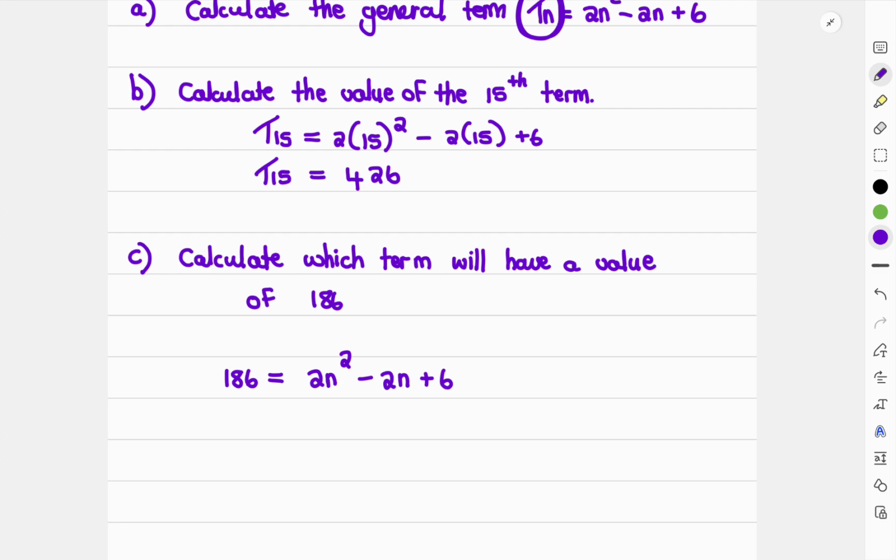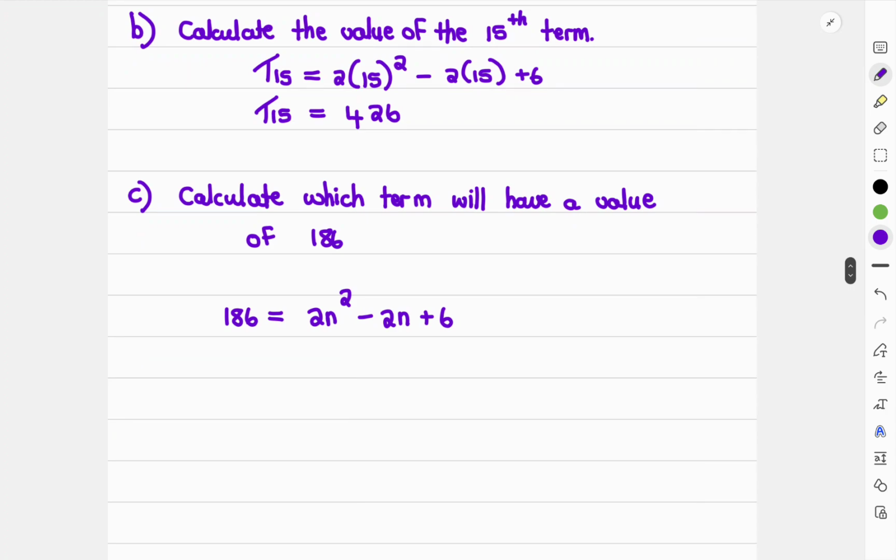Okay, so now you just need to remember that we always just write the positive term. The negative term, we're going to say not applicable. We're just going to use the positive. Okay, so with these ones, can you see I can somewhat divide by 2 all throughout, just to make it a bit easier. 93 is equal to n squared minus n plus 3. And then you want to always equal it to 0. And plus 3 minus 93 is minus 90.